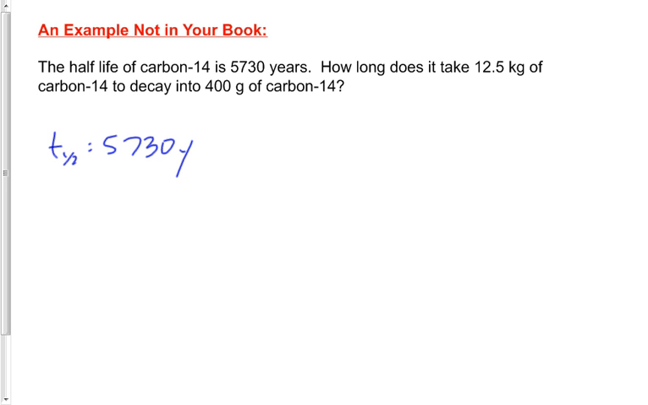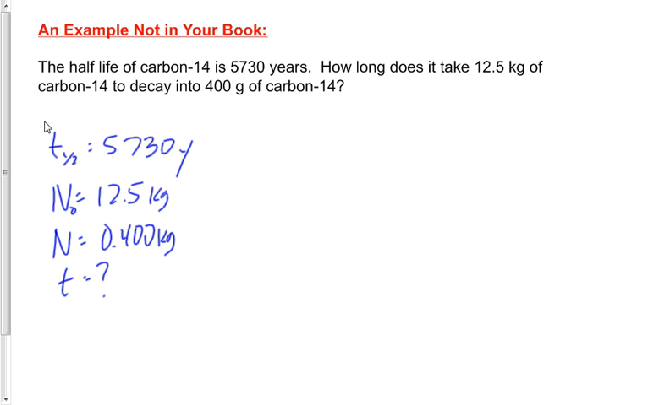In that last question, we said it was about 3.5 half-lives. Well, that's not a lot of time if the half-life is 3 minutes. But if the half-life is 5,700 years, then 3.5 half-lives is a lot of time. The half-life of carbon-14 is 5,730 years. We start with 12.5 kilograms of carbon-14, and it decays into a final amount of 400 grams or 0.400 kilograms of carbon-14. We want to know how much time that takes, so we're looking for little t here, the amount of time that takes.